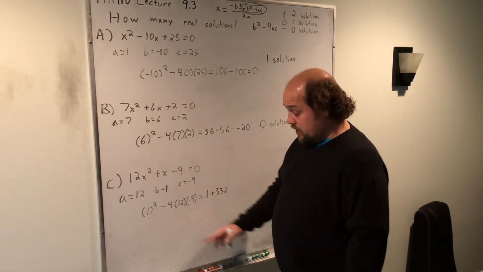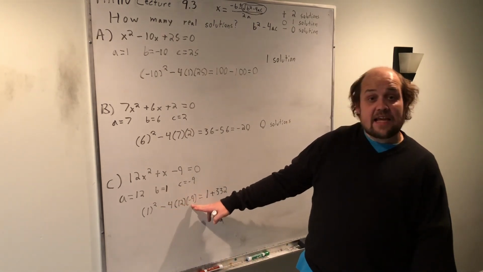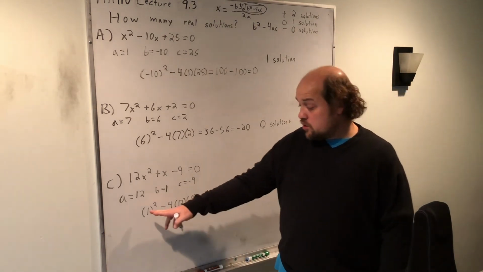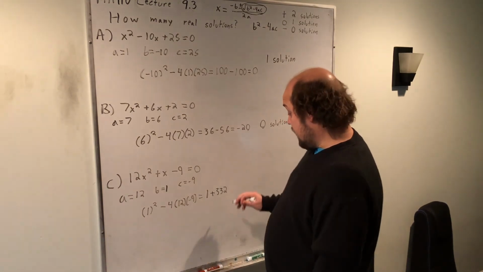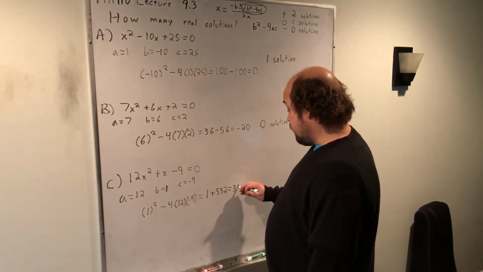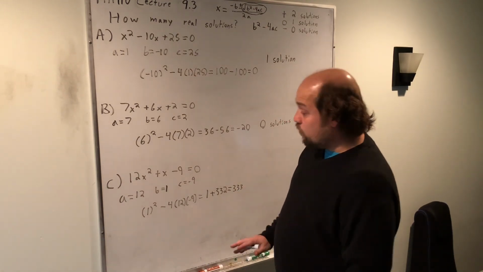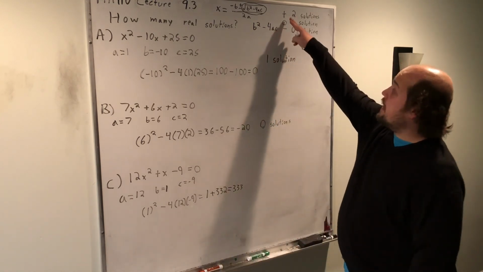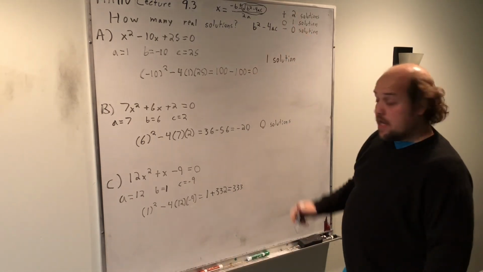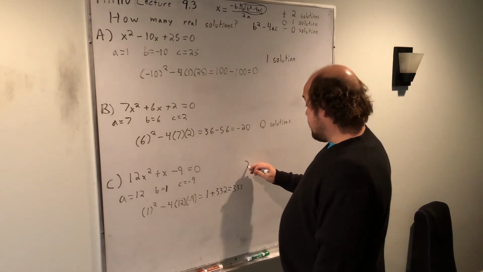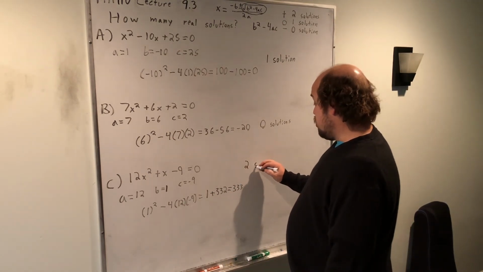The key is really that this negative and this negative multiply to make a positive. So I'm adding something positive to something else positive. I get an answer of 333, but what's really important to the problem is that I got a positive answer. Since I got a positive answer, the correct answer to their question is 2 solutions.